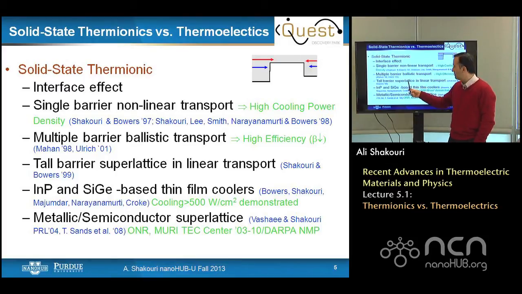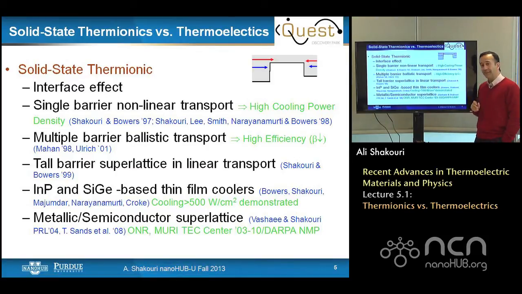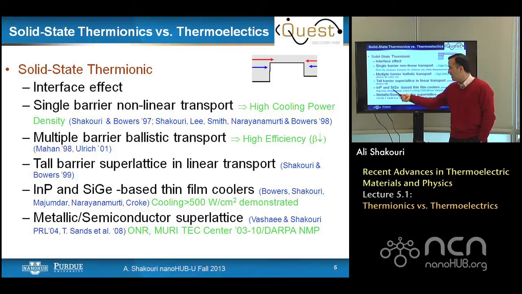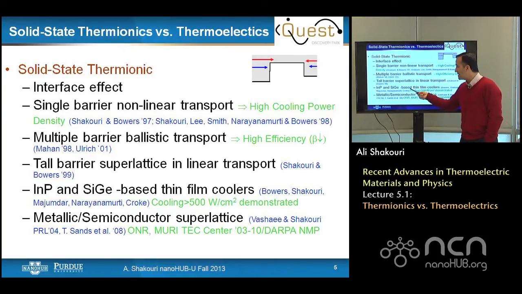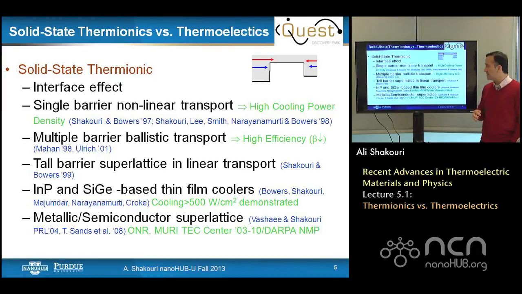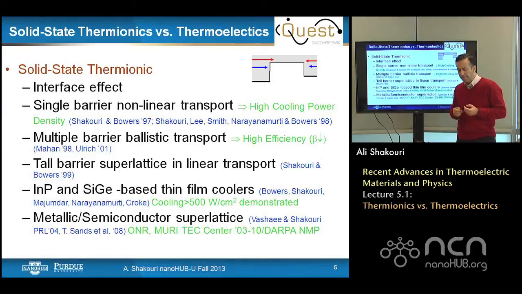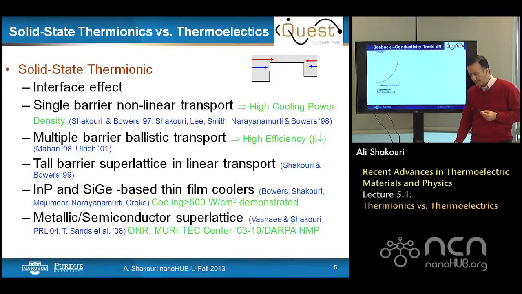Then there were a series of papers that we initiated on tall barrier superlattices, on why there should be advantages. Experimentally, there were results on indium phosphide and silicon germanium based thin film coolers. Cooling power densities of more than 500 watts per centimeter squared were demonstrated. You saw that in week 4. I want to also show how the physics of this is related to others. And finally, in the case of ultimate metal semiconductor superlattices, there is potential to get higher efficiencies, and I want to basically explain how one could be in different regimes.